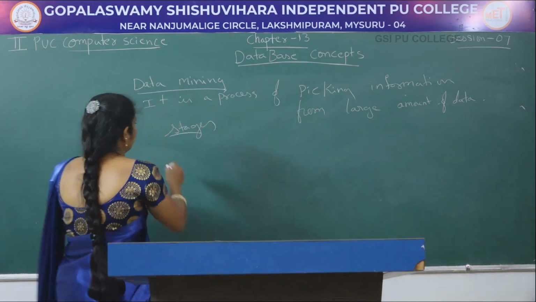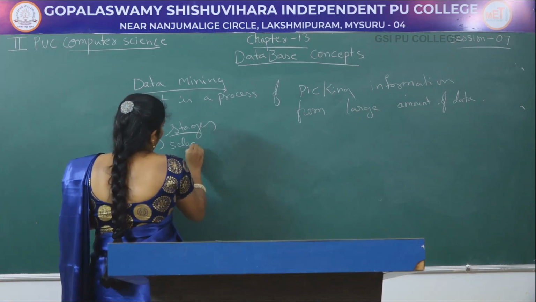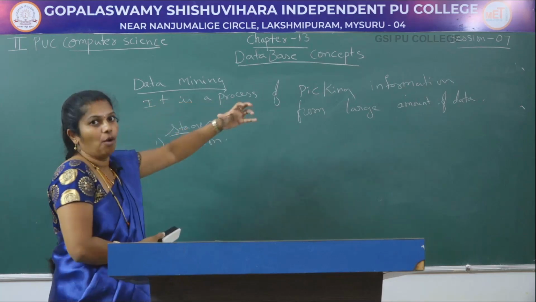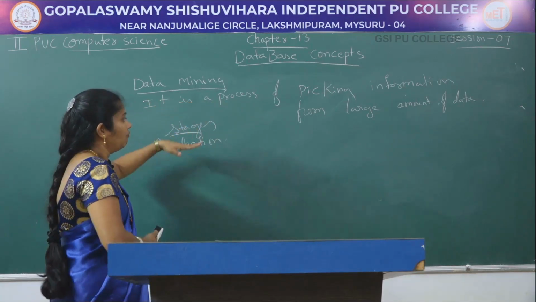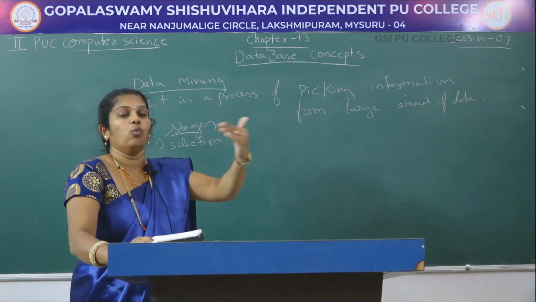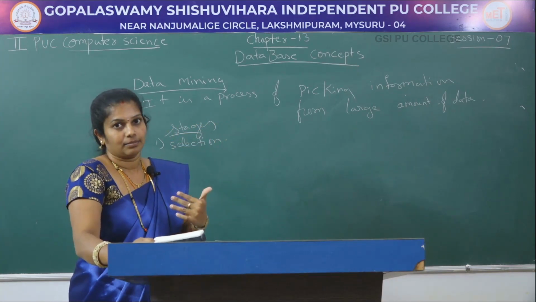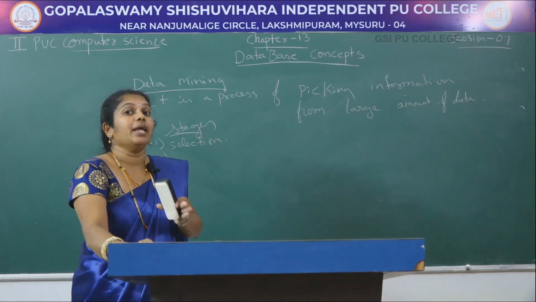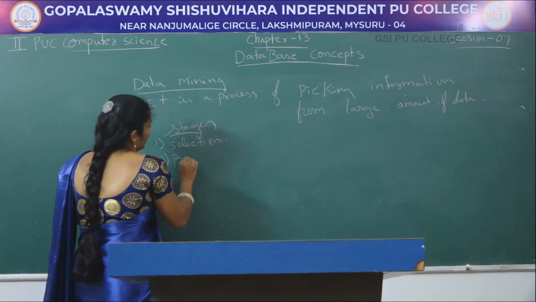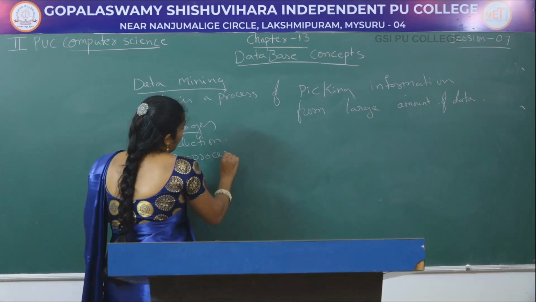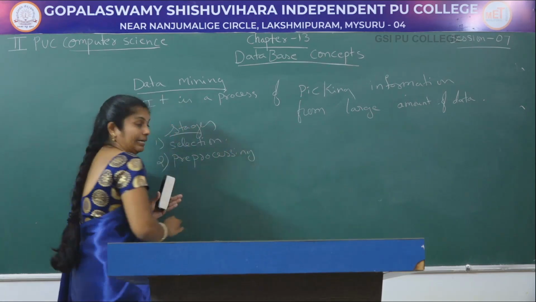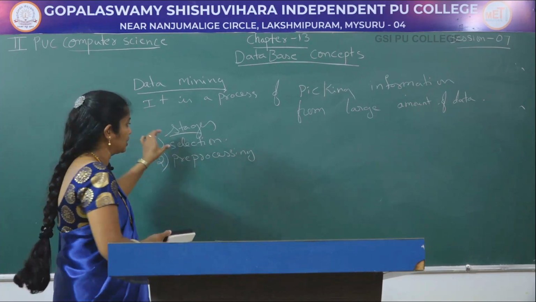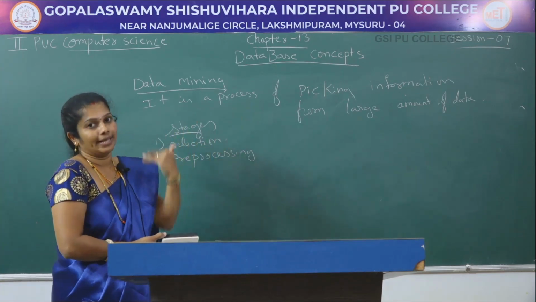First one, selection. If I want to perform a mining operation, data mining, first I have to select which data I want to extract. Now is it clear? That is the first stage. And the second stage, pre-processing. I have to clean that in a proper way, then only I can use it.